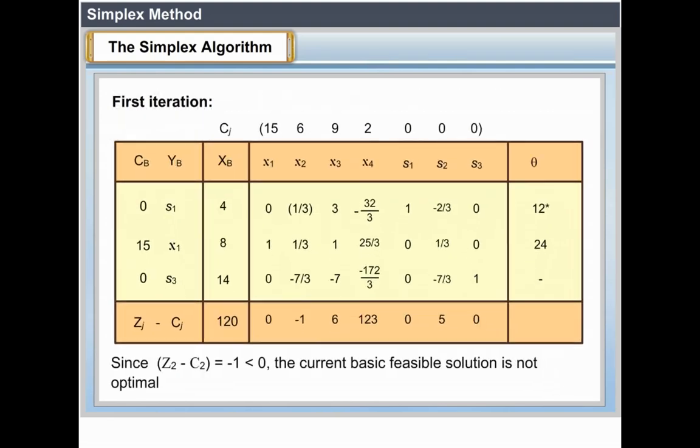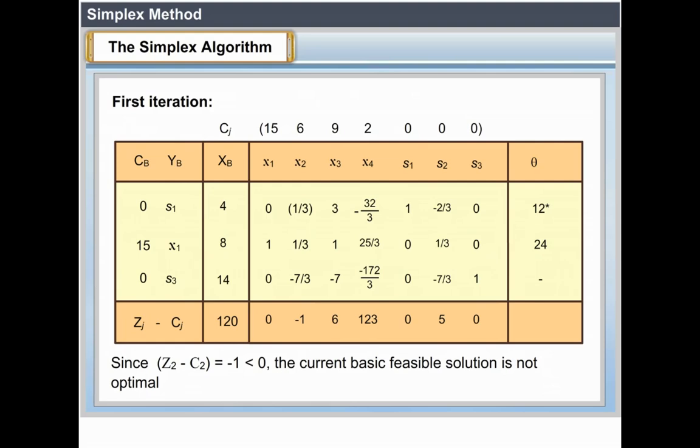Since Z2 minus C2 equal to minus 1 is less than 0, the current basic feasible solution is not optimal. We have to fill our theta column now because we are getting the negative value in Zj minus Cj. Then we have to choose x2 column and then divide our right hand side values by x2 column. Then 4 divided by 1 by 3 equal to 12 and then 8 divided by 1 by 3 equal to 24.